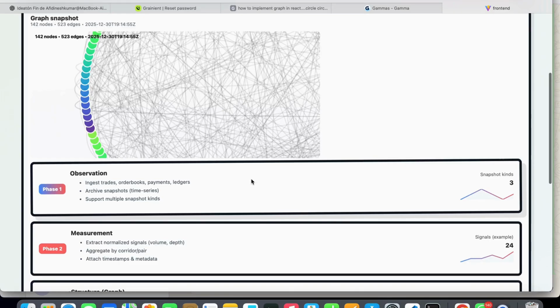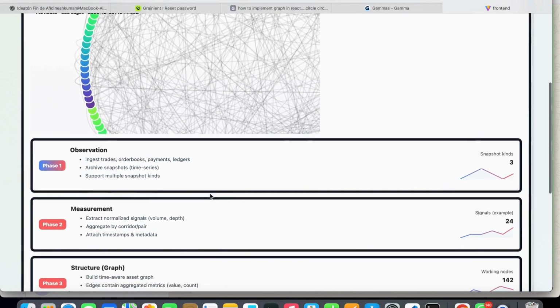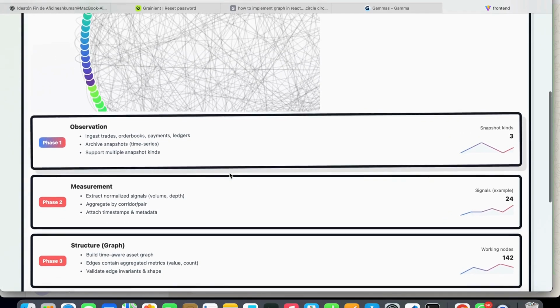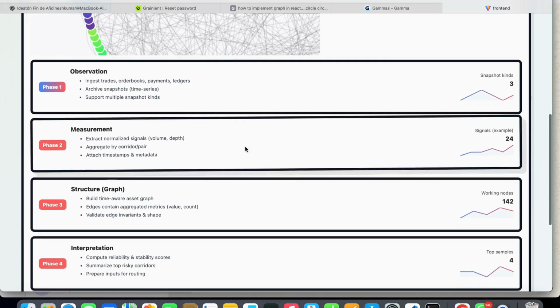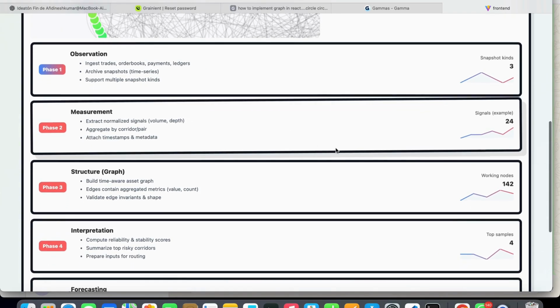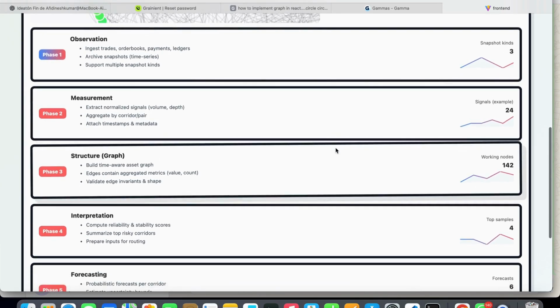SLIL produces intelligence through 6 phases, as I said in the presentation phase. First, SLIL continuously reads Horizon APIs, capturing order books, trades, payments, and ledger activity as time-stamped snapshots. Second, the raw data is converted into economic signals such as liquidity depth, bid-ask spread, volatility, and historical failure rates. At this stage, blockchain data becomes measurable economics.